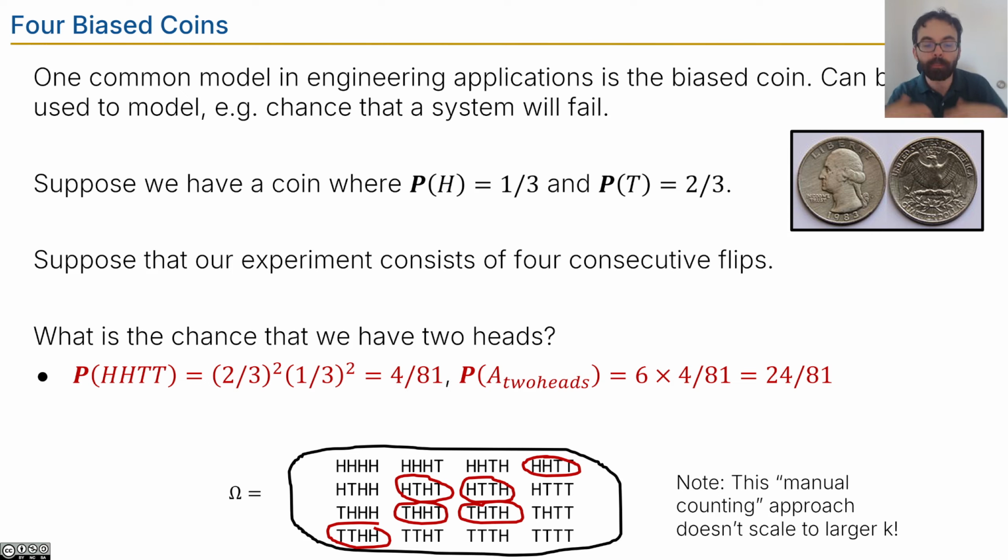Now this approach of manually enumerating all of the outcomes that correspond to the event will not scale, as we see when we get to larger k. But at this point, if you understand this, you're doing good in terms of having the foundations. And we'll see where the problem solving gets a little trickier in our next video.